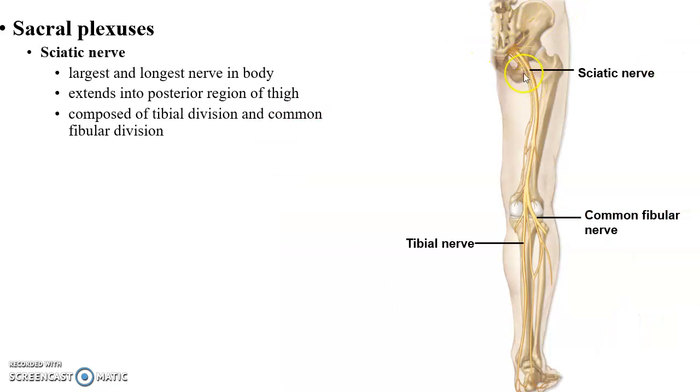So the sciatic nerve on the posterior side, the longest and largest nerve, extends into the posterior region of the thigh, where it's innervating posterior muscles and skin of the thigh. And then it continues down, and when it gets to the leg, it splits into the common fibular nerve and the tibial nerve.